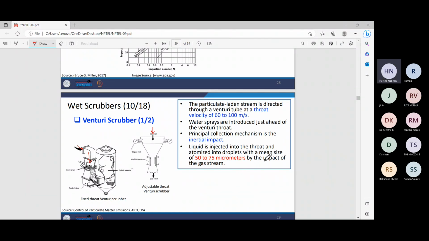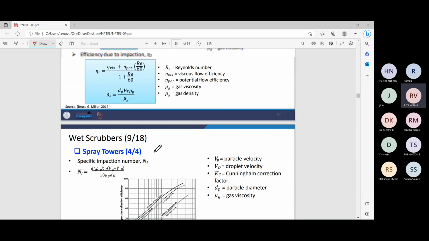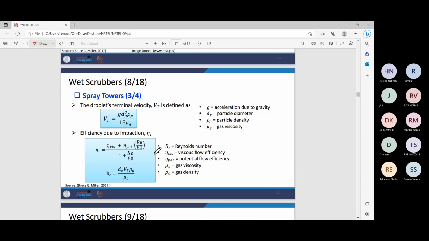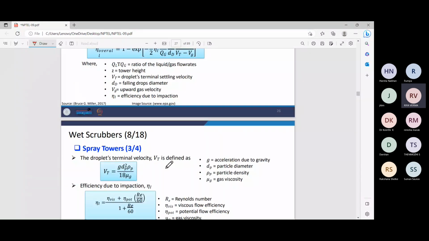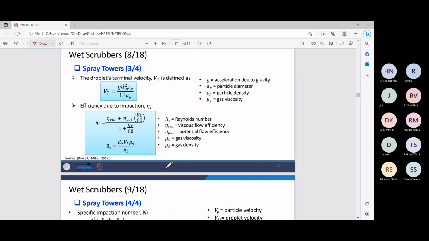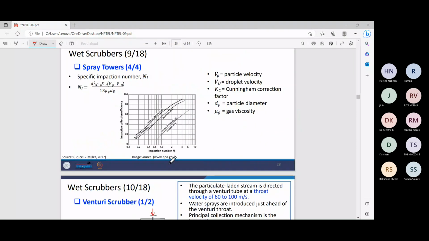Ma'am, in the last slide you talked about the impaction number. What is impaction number? See, this is your specific impaction number. This is a term. How do I describe this? The definition of this, right? Just a second.